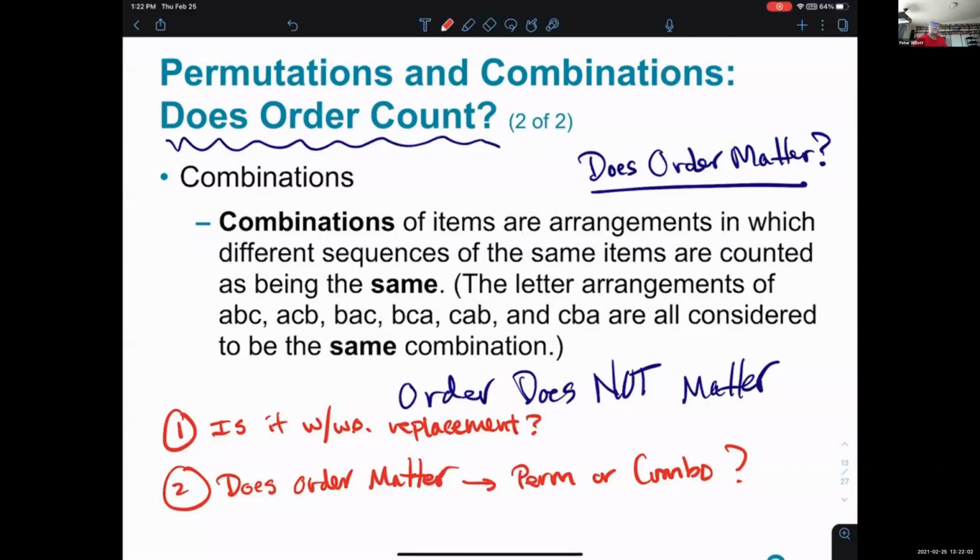So let's try a couple, or maybe at least one simple example. I'm going to describe a situation to you and ask you to determine in the situation, is it with or without replacement, and does order matter? And we won't worry about how the calculation would be done, but if you were doing these counting techniques for a particular situation, how you would come to decide these two questions.